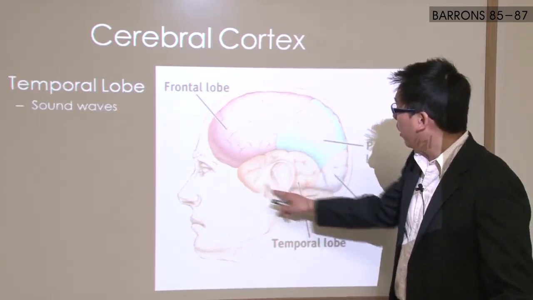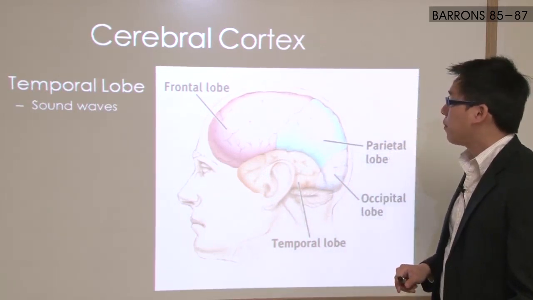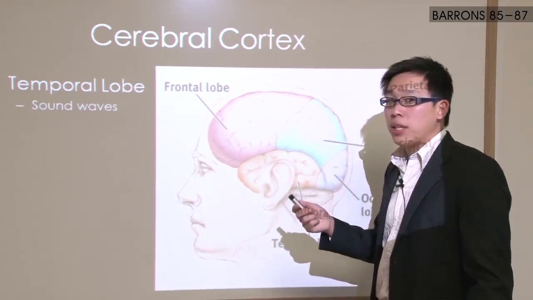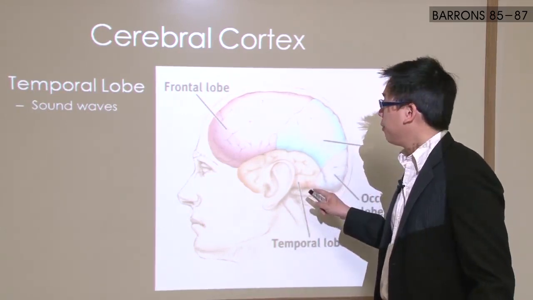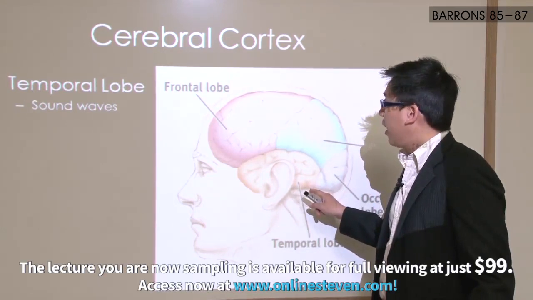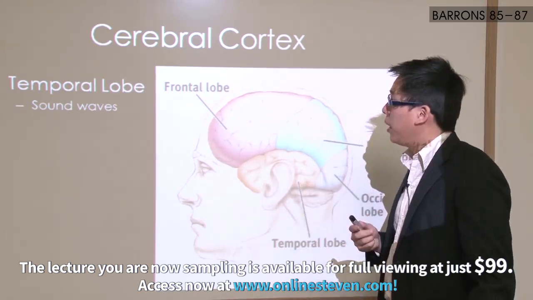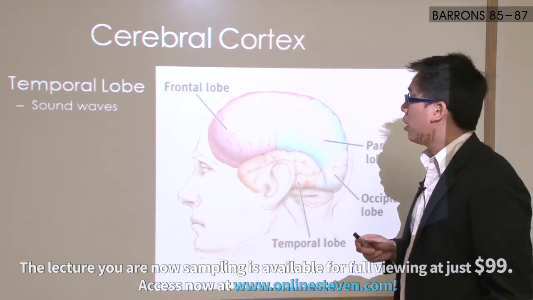Similarly, in the temporal lobe here on the side is where your auditory cortex is. It processes your hearing information. And so, again, if someone damages the side of your brain, you could actually lose your ability to hear or your ability to process auditory information.